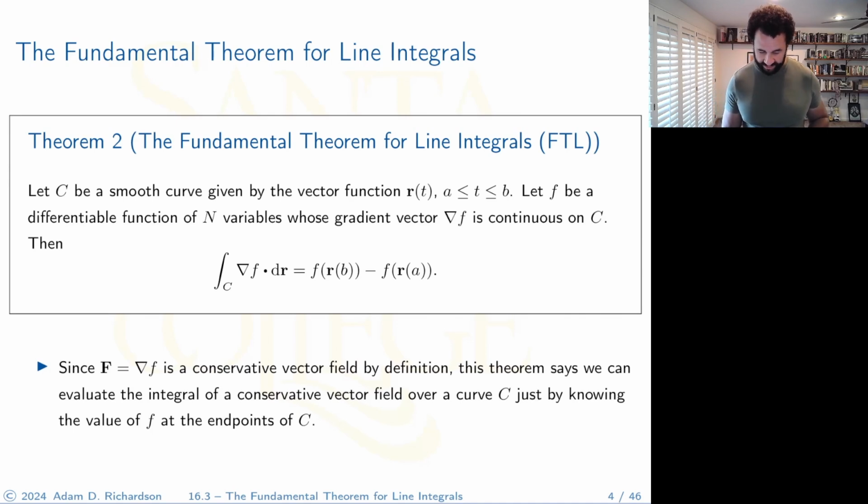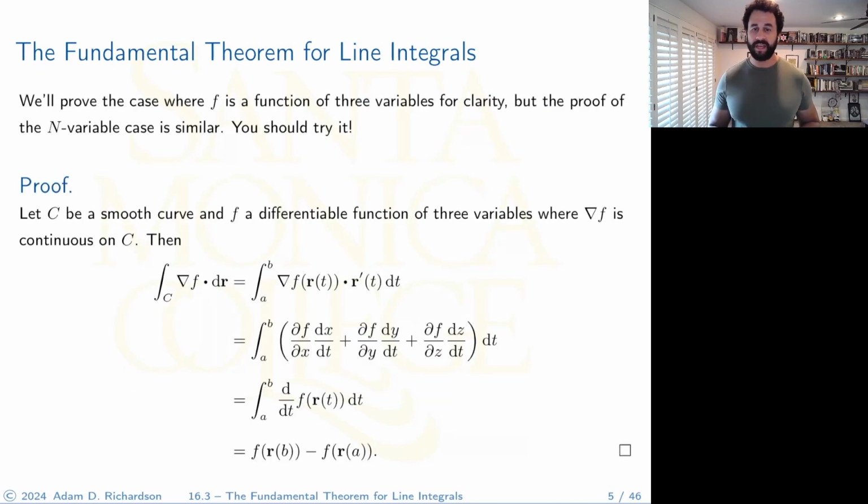Another thing to note here is that since we have del f, it means we have a conservative vector field. What this theorem says is that we can evaluate the integral of a conservative vector field over a curve C just by knowing the value of f at the endpoints of C. That's really what's so phenomenal about this theorem. The fact that you only need info at the endpoints says a lot about the behavior of the function itself. We're going to prove the case where f is just a function of 3 variables for clarity, but the proof for the n variable case is pretty much the same. So you should try it. It's really not that difficult.